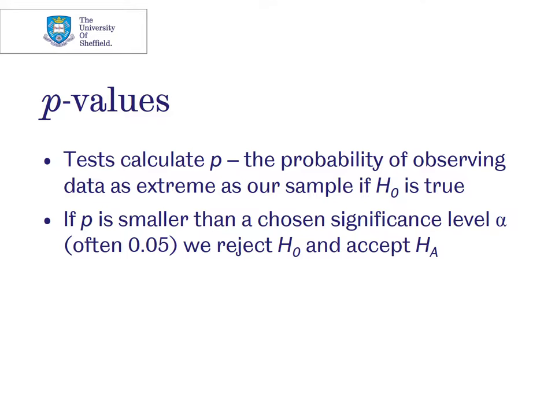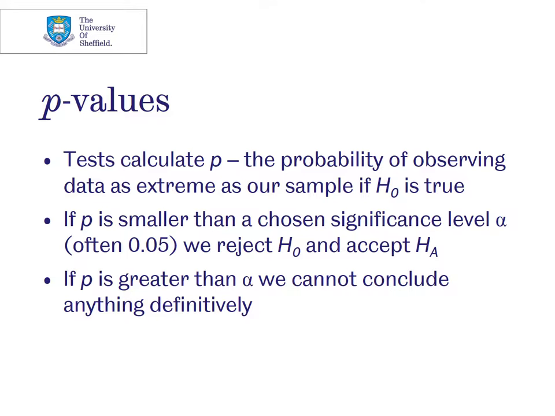And this means we would normally accept our original hypothesis, as long as the effect is in the right direction. I'll say a bit more about that in just a moment. However, if the p-value is greater than alpha, then we can't conclude anything definitively at all. We can't reject the null hypothesis, but this doesn't mean that the null hypothesis is definitely true. In fact, really what it means is we can't say for sure whether the null hypothesis is true or not.